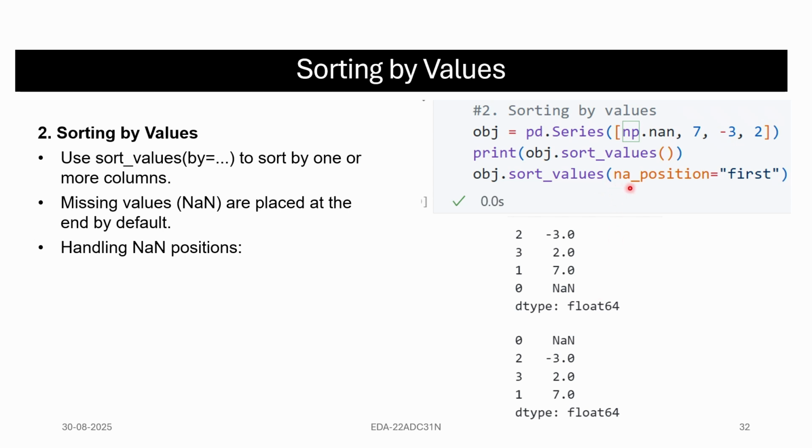And you can also specify the position by using na_position equal to first. If you don't want NaN to appear at the end and you want NaN to appear at the beginning, you can do so by mentioning na_position equal to first. If you give that parameter, then the elements will be sorted by placing NaN in the first position.